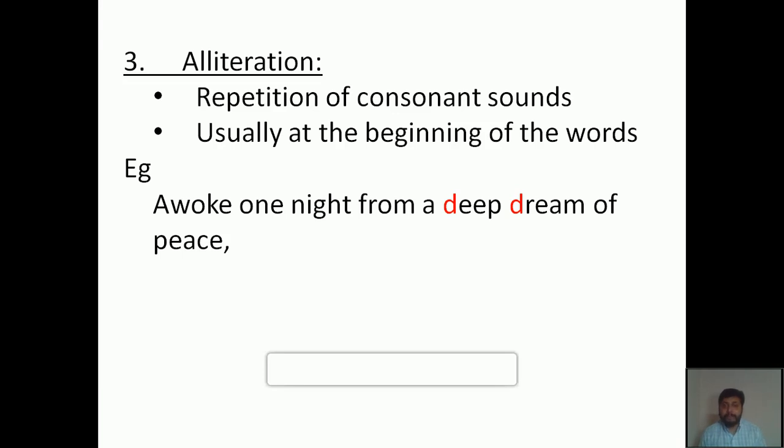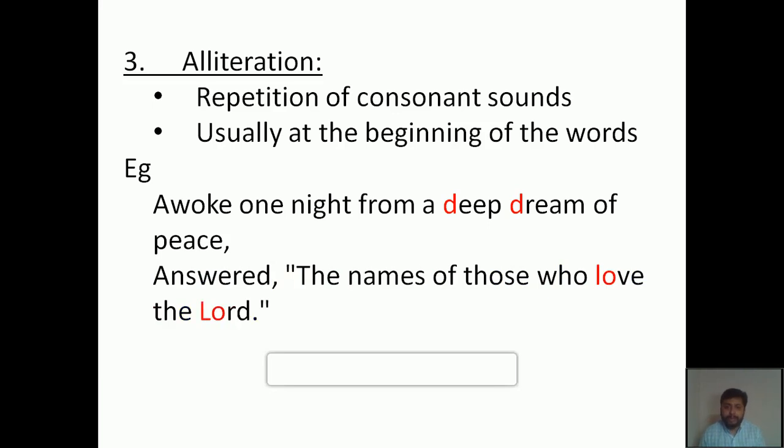Awoke one night from a deep dream of peace. Answered the names of those who love the Lord. So in the first example, you can see the colored words like deep dream. The consonant sound D is repeated twice in the particular line. And in the second example, the colored words love and Lord. Two different consonant sounds are being used there. So it's a literary device that is called alliteration, used by the author to beautify this particular poem.